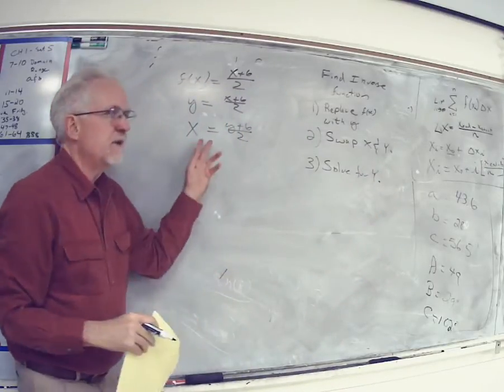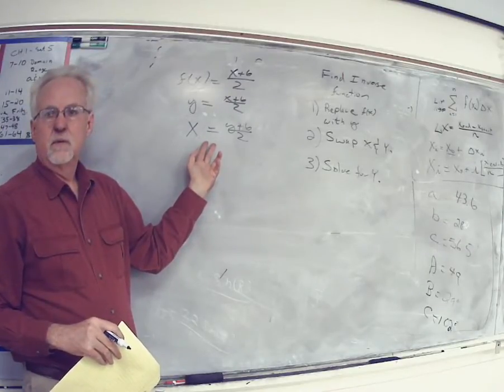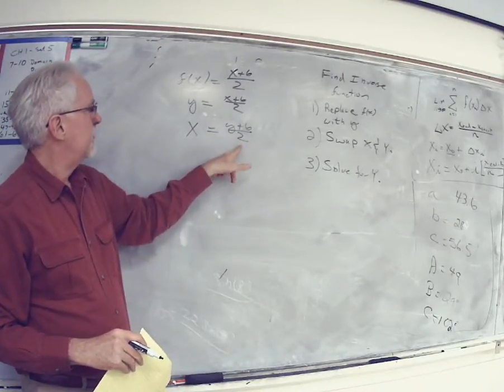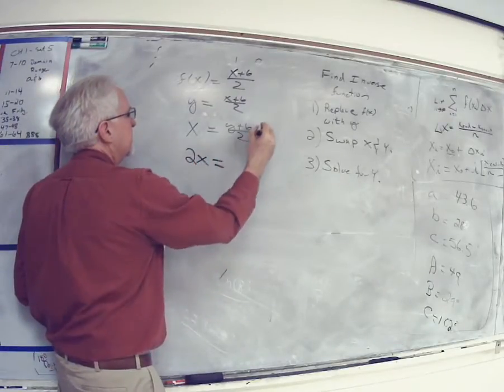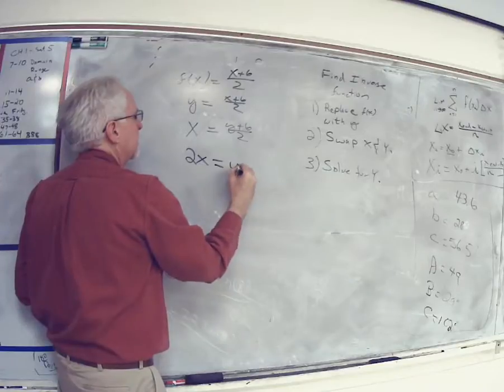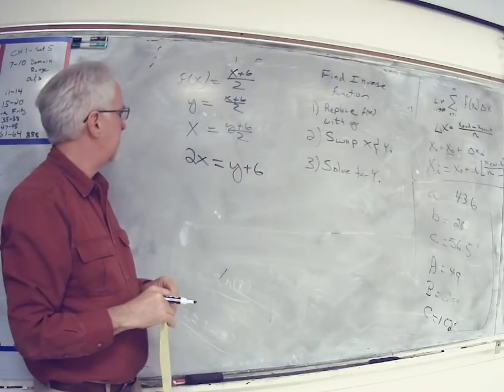If I'm going to solve for y, Braden, what do you think the first thing I should do is? Multiply both sides by 2. I'll get rid of that denominator. So I'll say 2x is equal to y + 6, since 2 over 2 is 1. Okay, Jaden, what do you think I should do now?